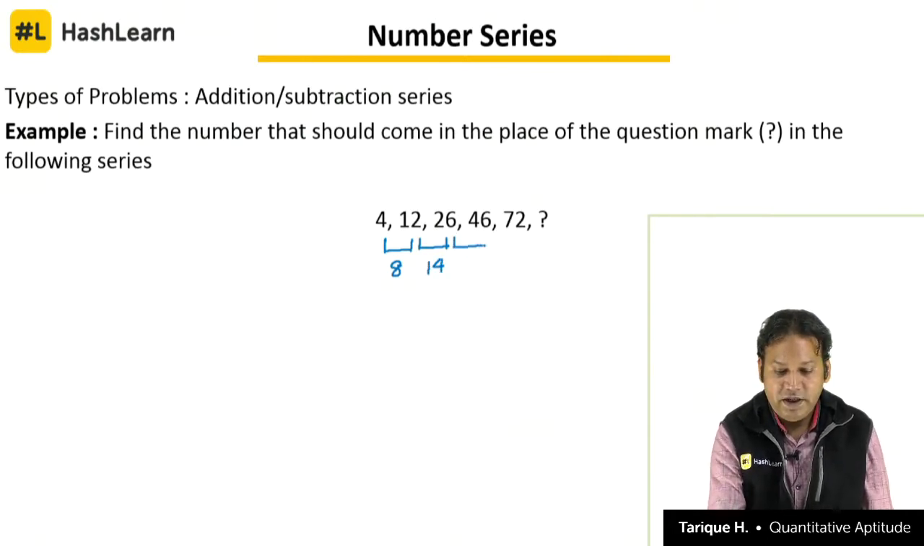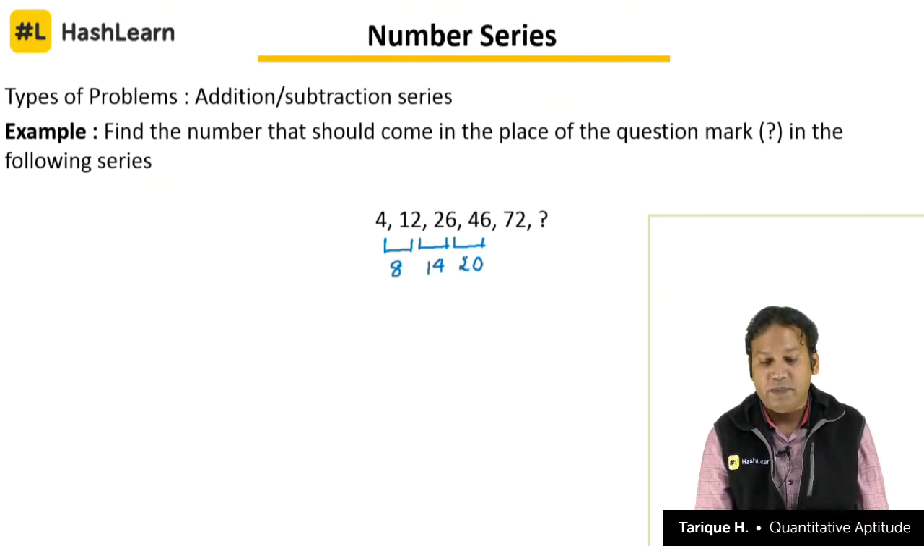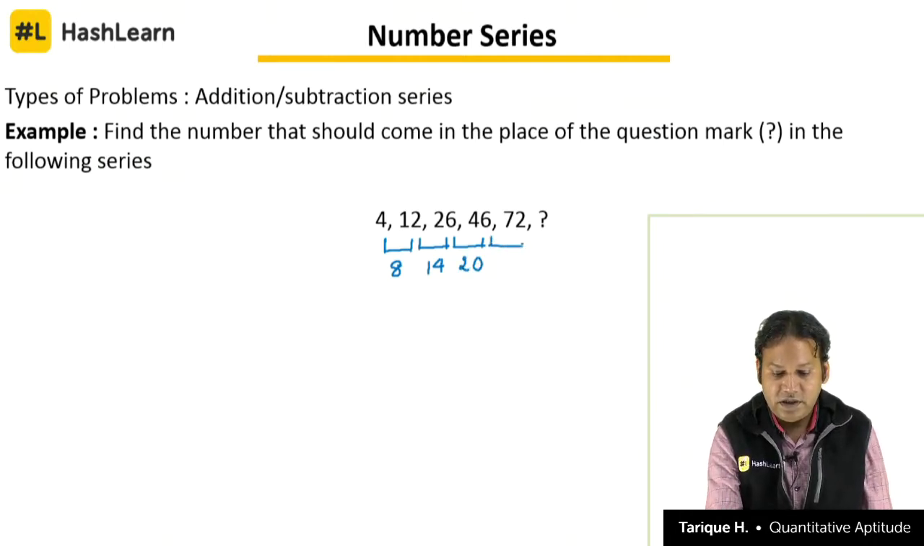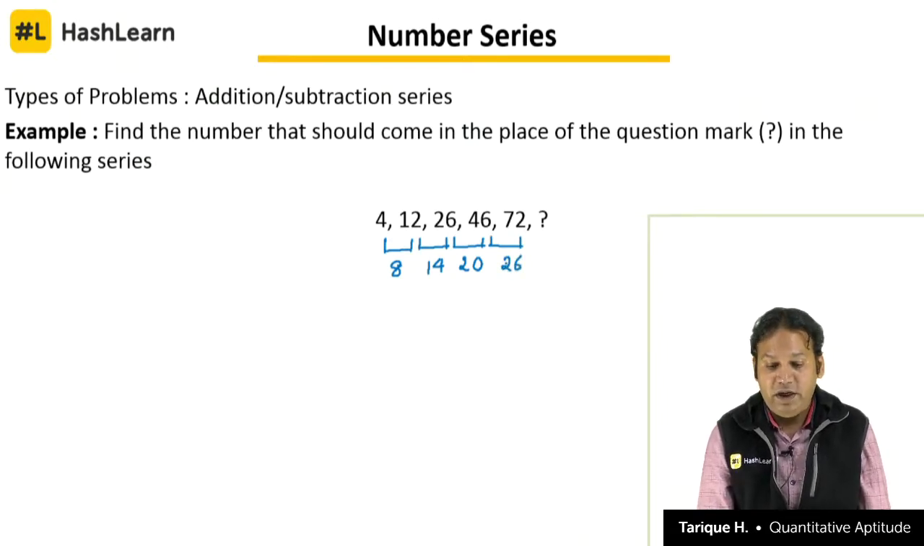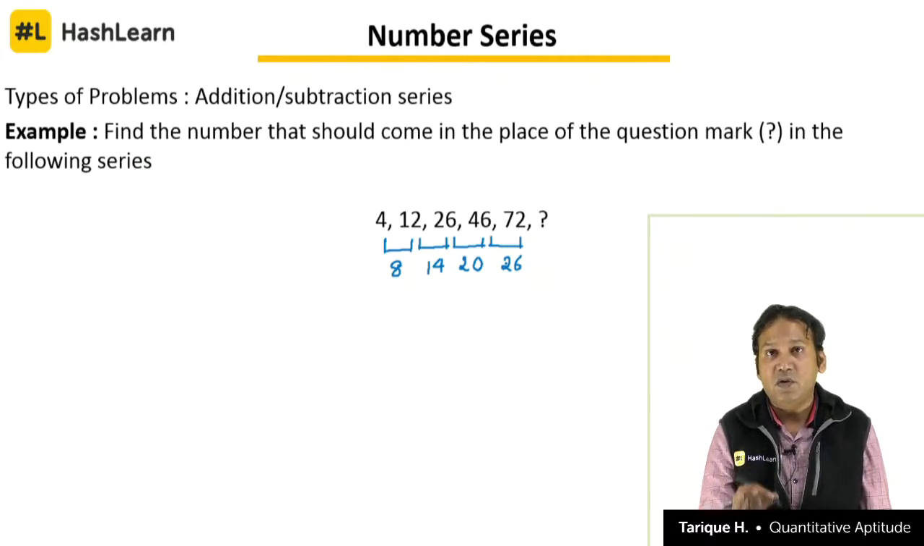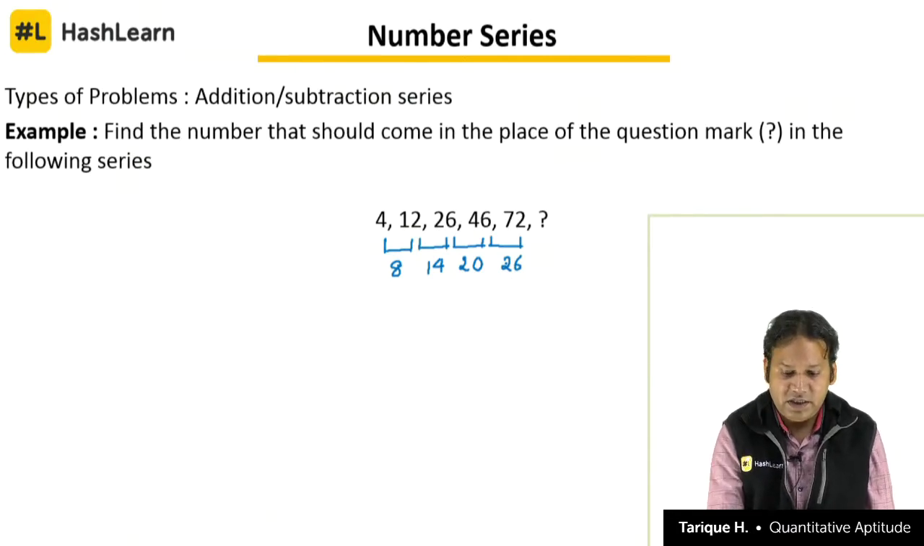Next number, what is the difference? 6 and 6, 0 and 4 and 2, 20. Next number, what is the difference here? You will say 26. Now you see 8, 14, 20, 26 itself is a series. You understand this, when you are solving a question by difference, if you do not get a constant difference at the first level, you start finding the difference for the second level.